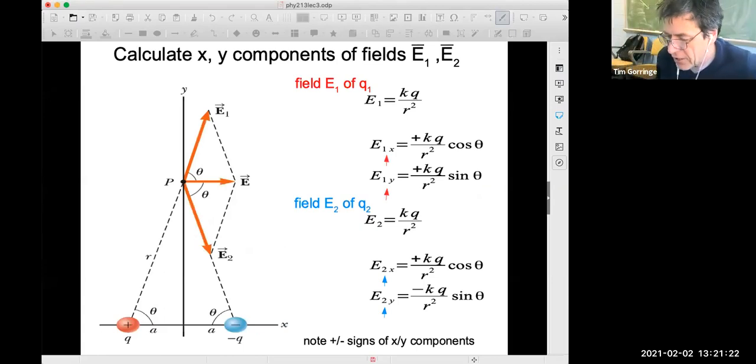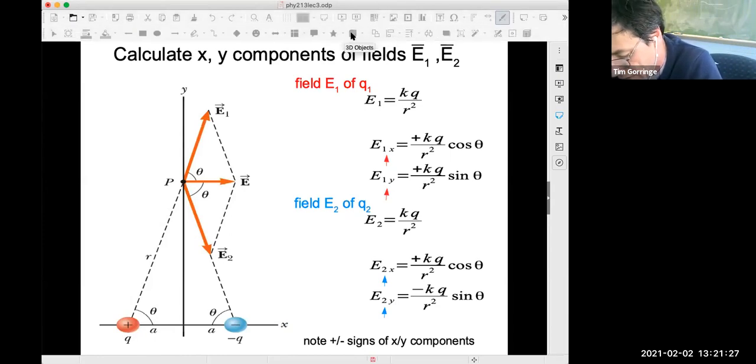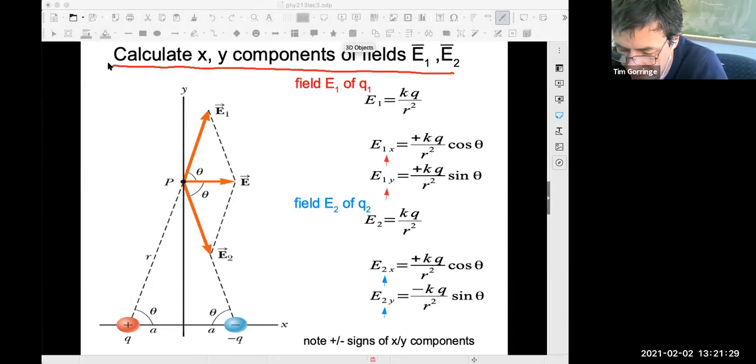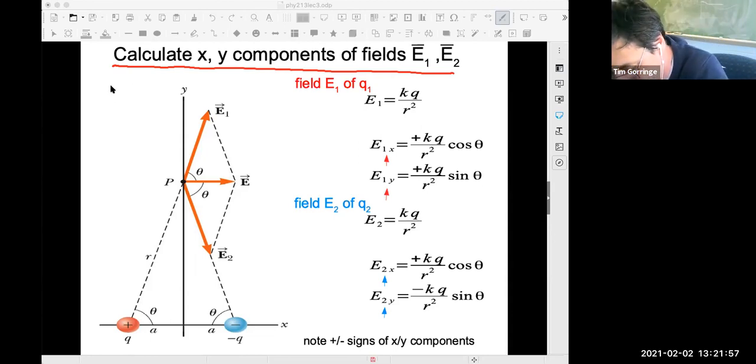Okay, so first step on this slide is I'm going to write down the fields E1 and E2. I'm going to write them down using the equations for the fields of point charges, in X and Y component form. So I'll write them down in a form that tells me the electric field in the X direction, the horizontal direction, and the electric field in the Y direction, the vertical direction.